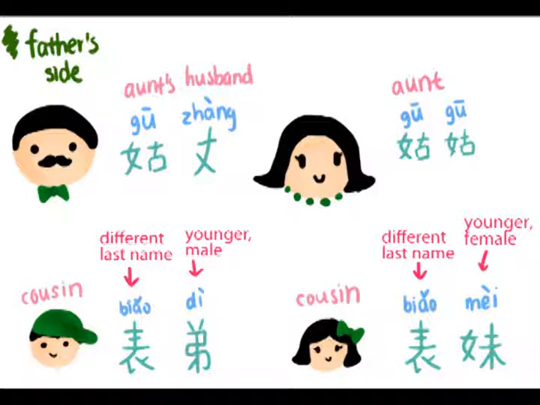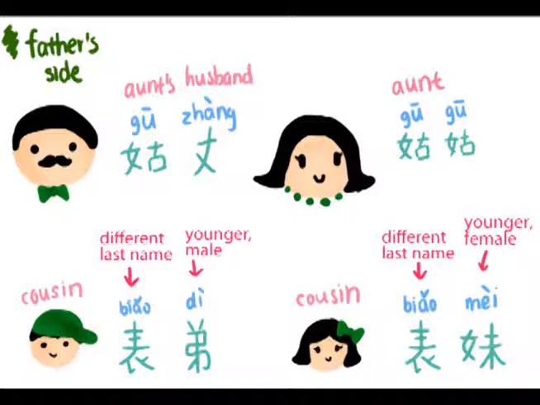If they have a son that is younger than you, he would be your Biao Di. Biao indicates that he has a different last name from you. Di means that he is a younger male since Di means younger brother. Biao Di.